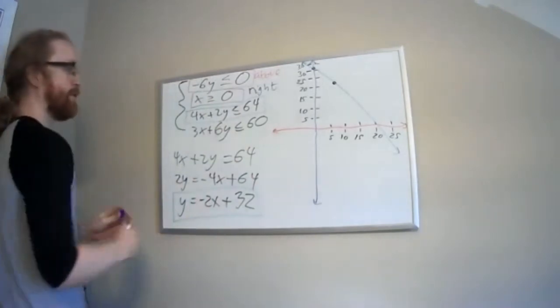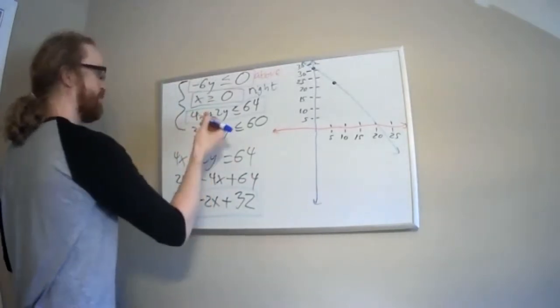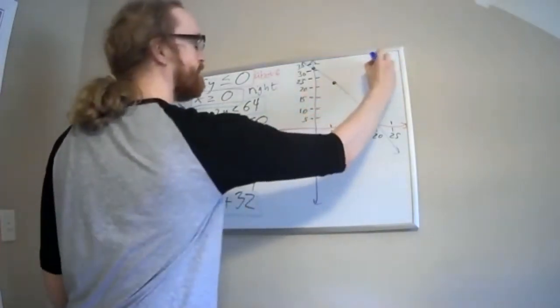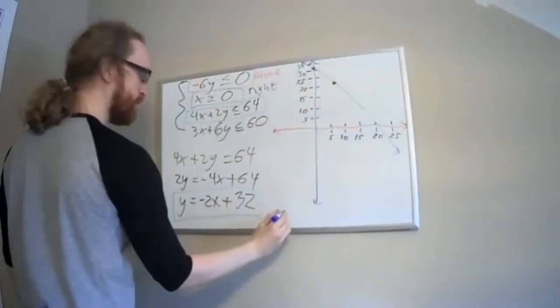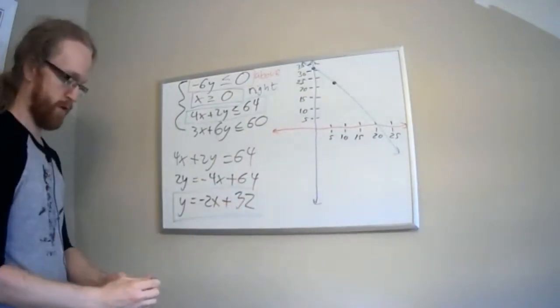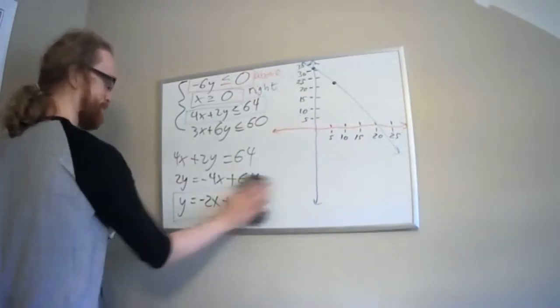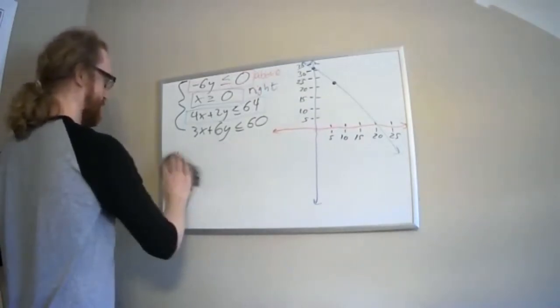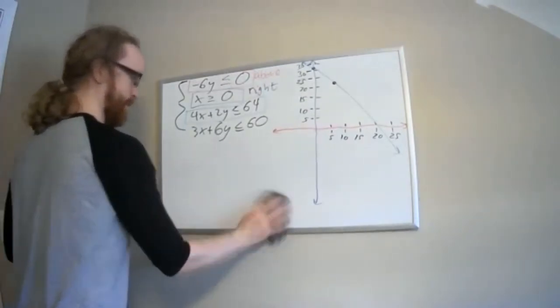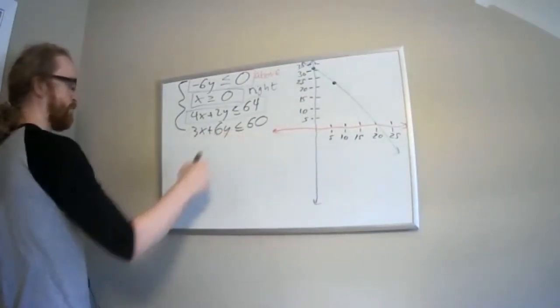Okay, there's one more line to deal with, and apparently this marker doesn't work. Even though it's a brand new marker, that's pretty disappointing. I got gypped. All right, cool. We'll just do this one in black. That's really annoying. Okay, so we're going to graph this last one in black.